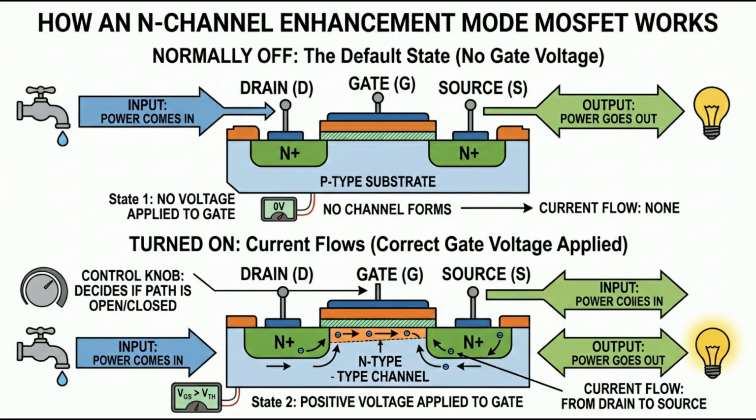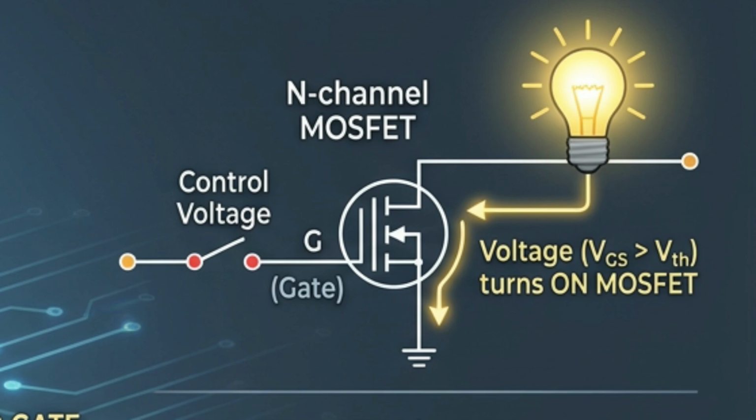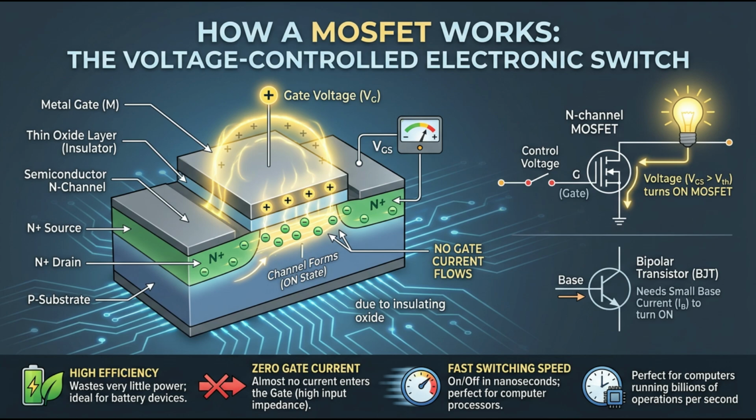The most common type used by beginners is the enhancement mode N-channel MOSFET. In enhancement mode, the MOSFET is normally off, meaning no connection between drain and source, until you apply the right voltage to the gate. There is also depletion mode, where it is normally on, but enhancement mode is what you will see in almost every hobby project and modern circuit.